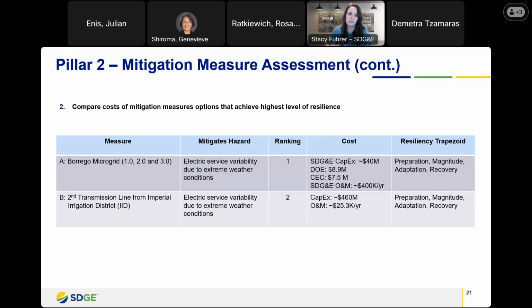Now, if you think about that big transmission line and the need to underground everything, you have to assume it's going to be a larger capital expenditure. And so we estimate that the CapEx will be above 450 million. And again, that's a long lead time solution. And then average O&M would be about 25,000 a year. Next slide, please.